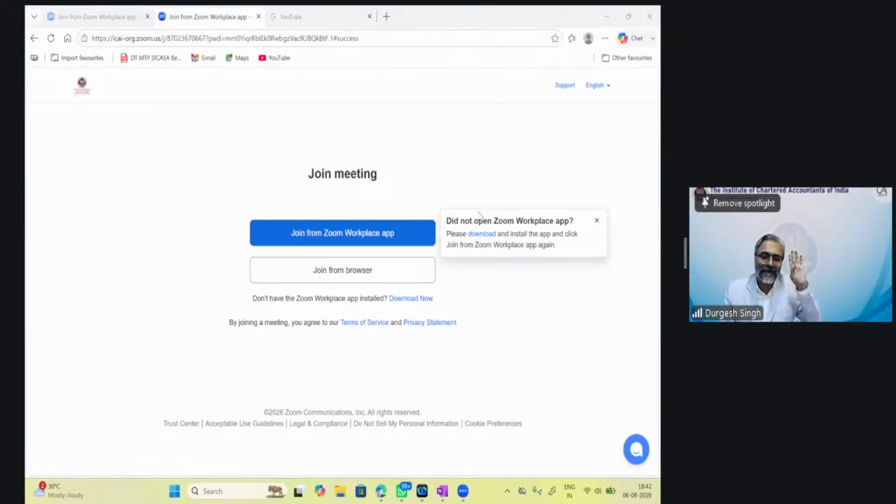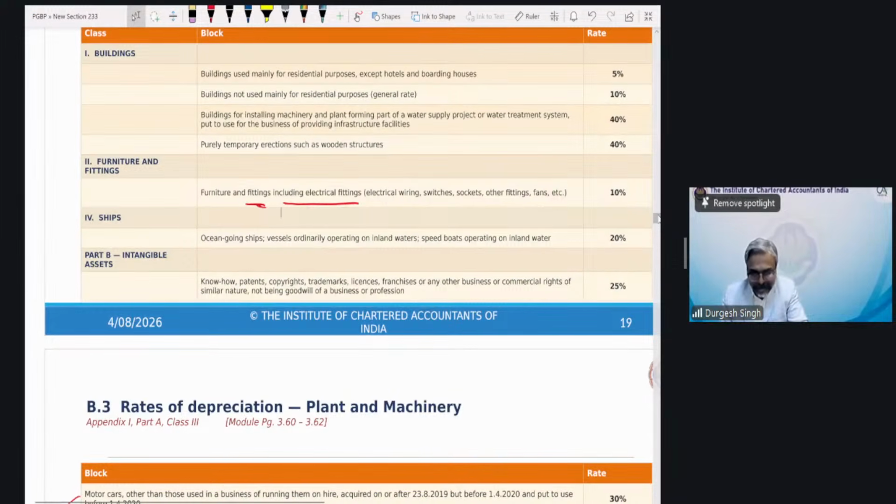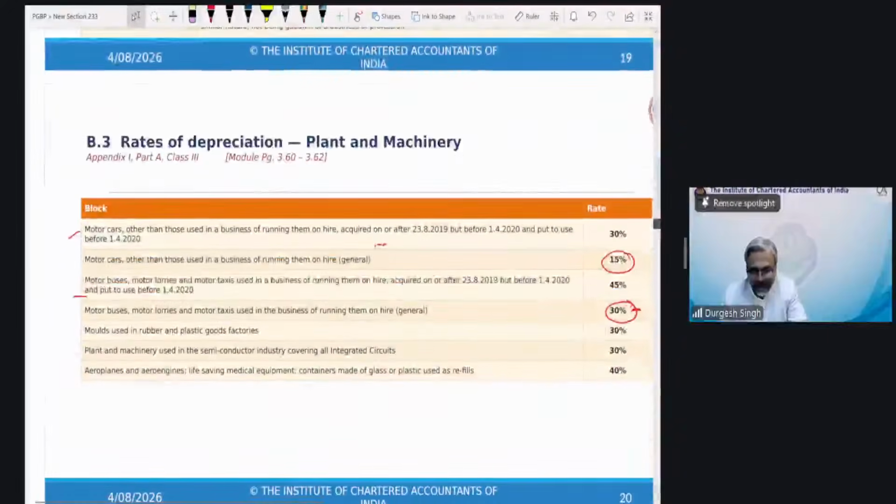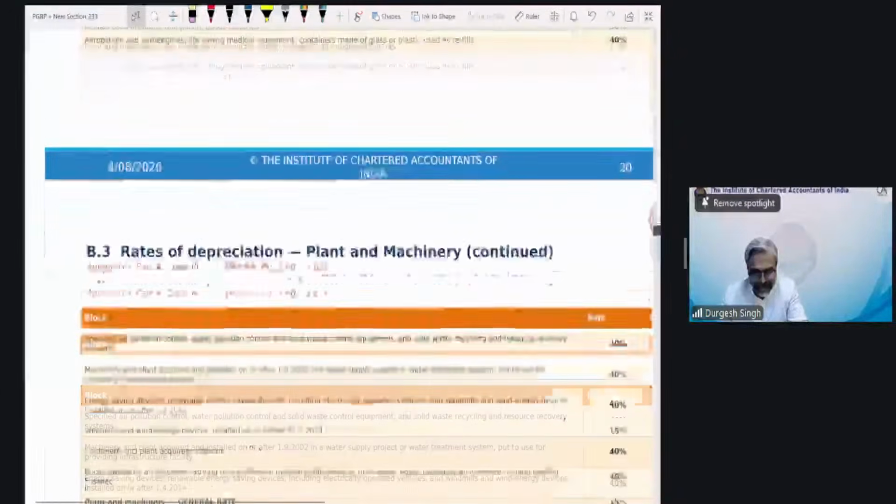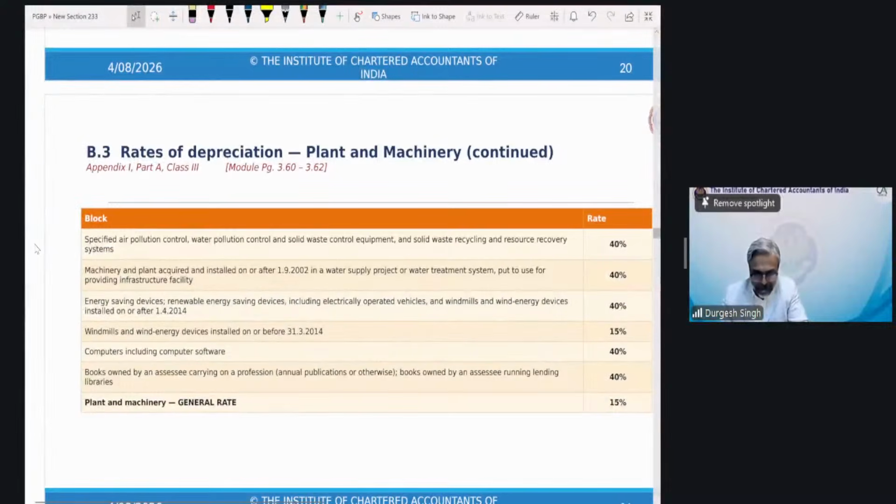Indeed, it is at 40%, students. The eligible rate in this case would be 40%. I'm discussing this because these are very important, practical, happening things. These are the flavor of the season, students, isn't it? So solar panel, which you can see over here, will go under this category. Energy saving devices, renewable energy saving devices, all this will be under this 40%.